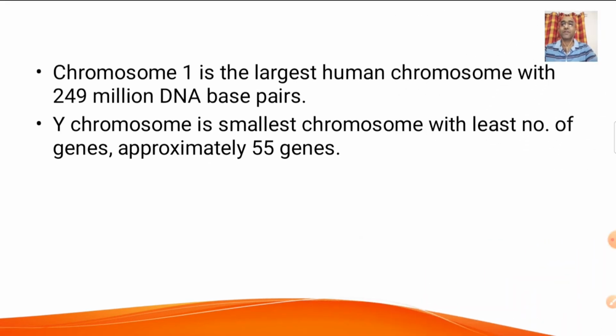Another feature found through the Human Genome Project is that chromosome 1 is the largest human chromosome with 249 million DNA base pairs. And the Y chromosome is the smallest chromosome with the least number of genes, approximately 55 genes. So the largest chromosome is chromosome 1, consisting of 249 million DNA base pairs, and the smallest is the Y chromosome, consisting of around 55 genes.